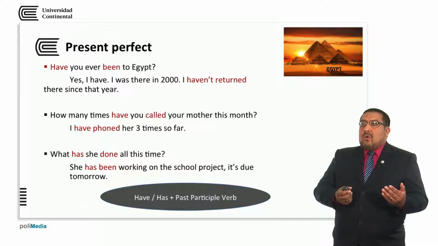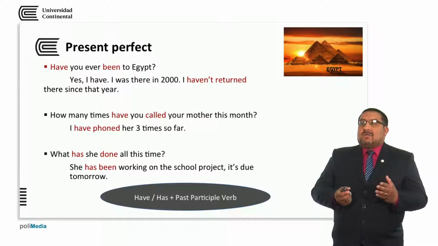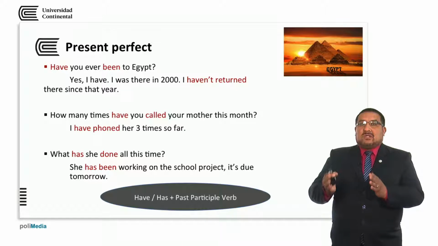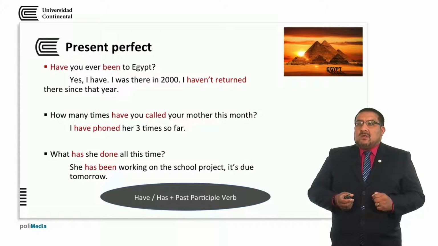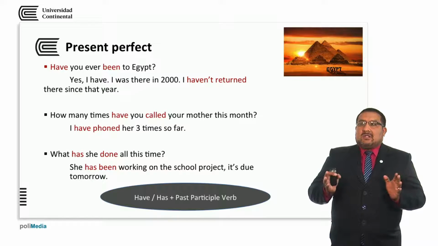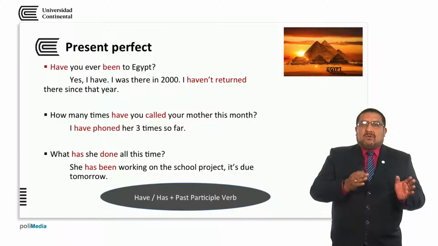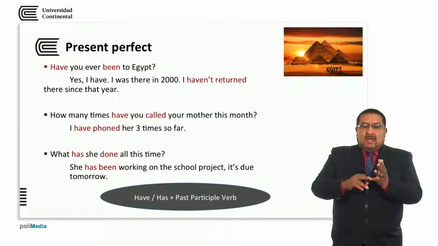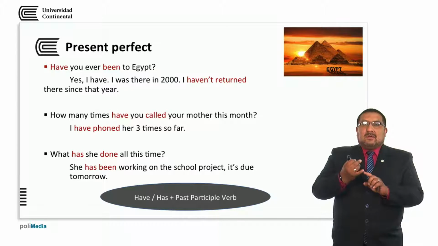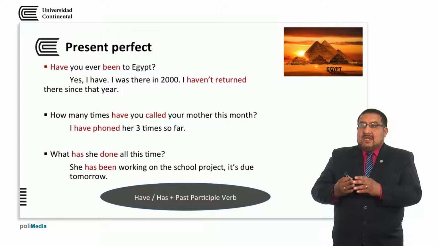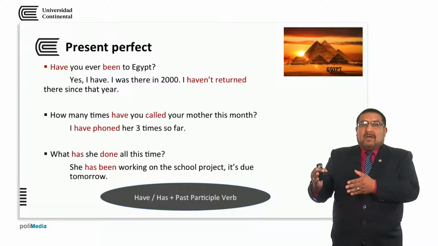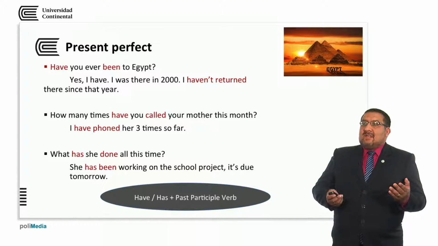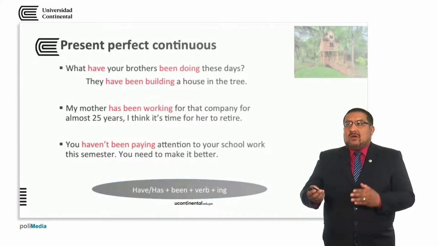How many times have you called your mother this month? I have phoned her 3 times so far. So as I told you, it's repeated 3 times. What has she done all this time? She has been working on the school project. It's due tomorrow. So the characteristic of present perfect, whatever you use, simple or progressive, is that you have to use the auxiliary verb have or has. I have, you have, we have, they have, he has, she has, it has, and the principal verb in the past participle form. Now let's find out what are the differences between one and the other.